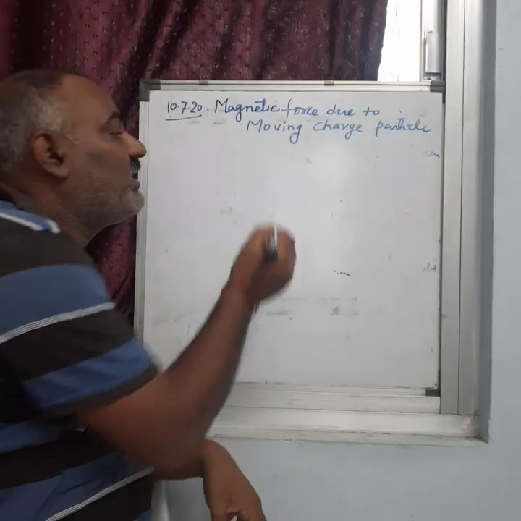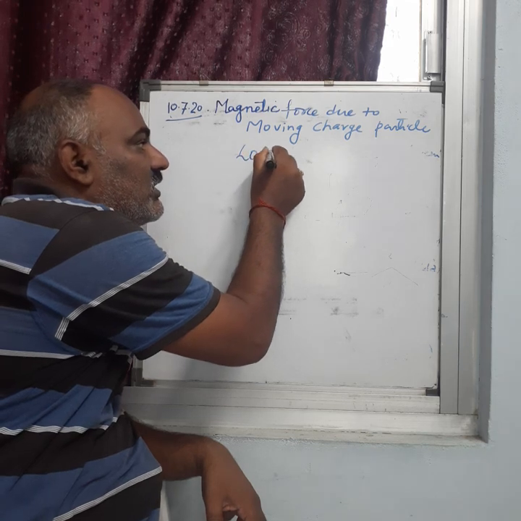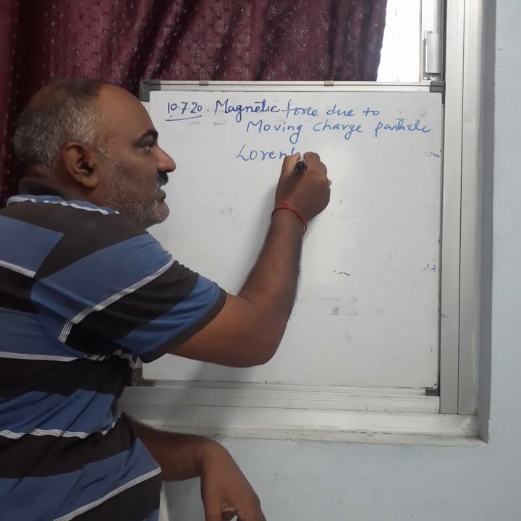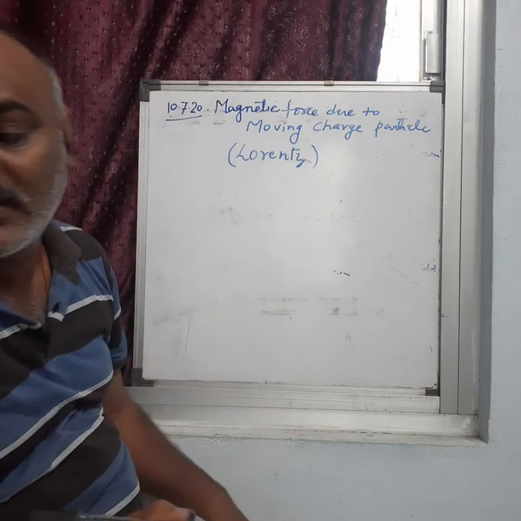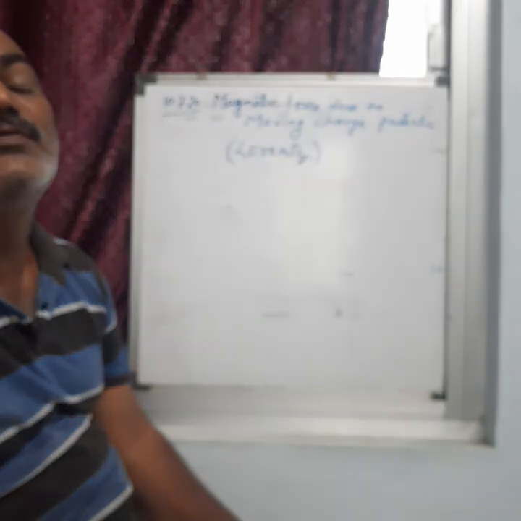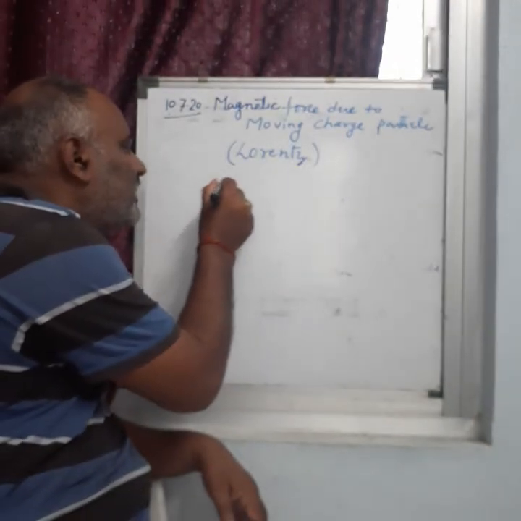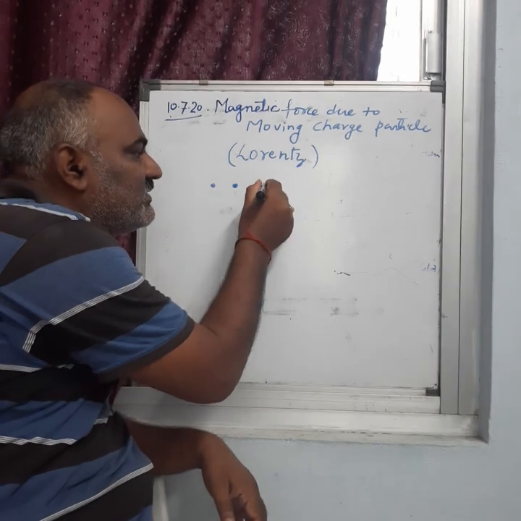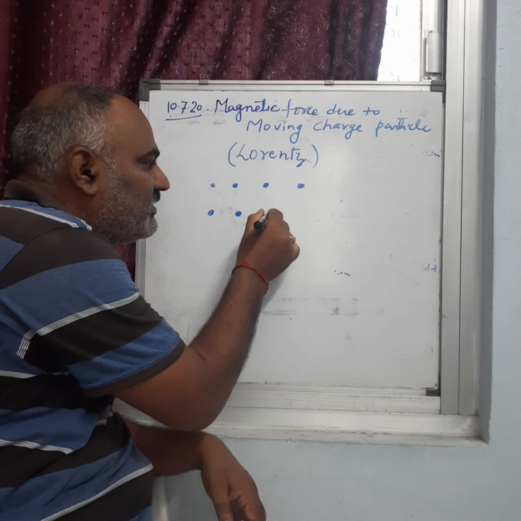This was invented by Lorentz. Lorentz is the name of the scientist. The Lorentz force: he discovered that a charge moving in a magnetic field also experiences a force. See what he told: this is a magnetic field, this is the representation of a magnetic field.